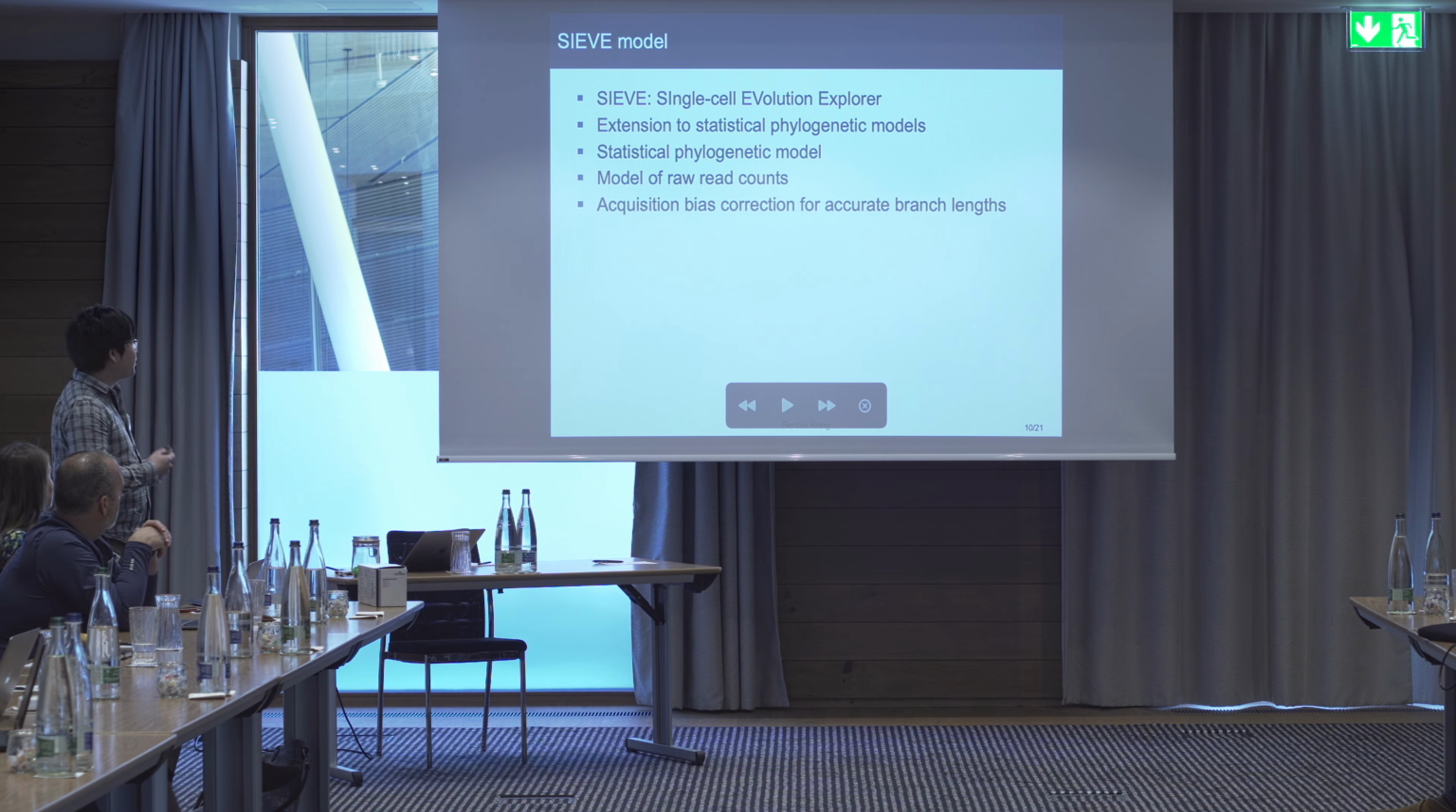Okay, there are more features about our model. For example, we perform acquisition bias correction for accurate branch lengths during the inference, and our model is implemented as a package of BEAST 2.